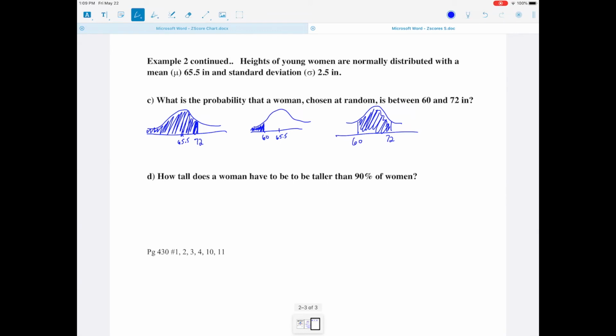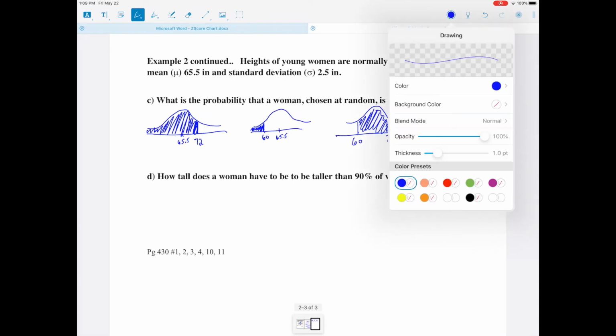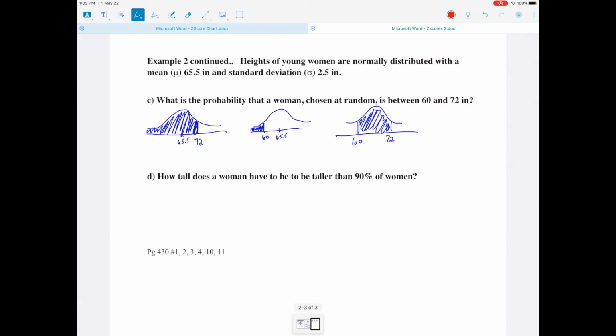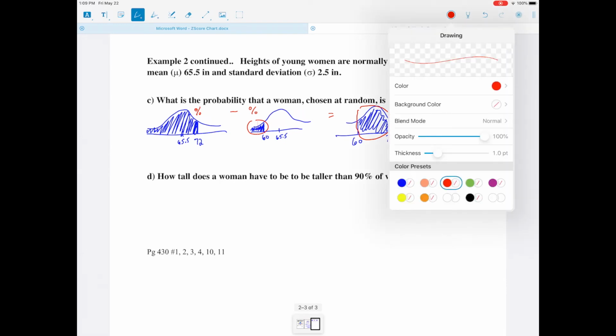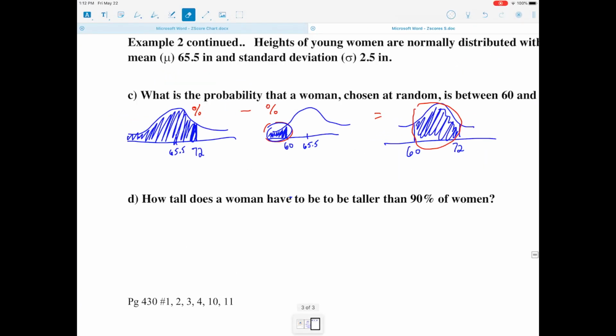So how would we do that? Well, if we take the 72 answer, the percentage, so we want this percentage, and then we subtract this little tail off, what we're left with is what's in between those two values. So this is going to be our approach on this question. Okay, so we're going to take the higher value, figure out the area below, take the lower value, figure out the area below, and then from there we can figure out what is between the two. I'll see if I can work this out in this small area here.